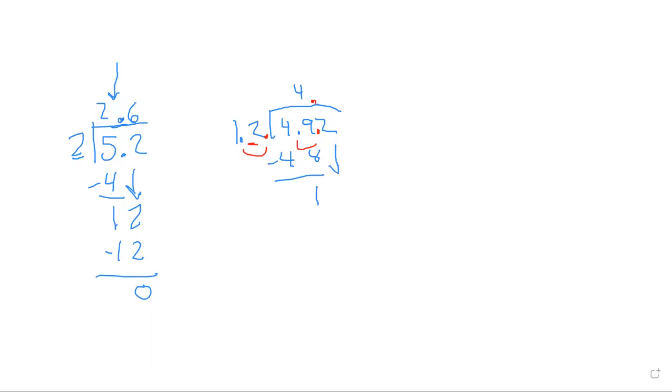1 is less than 12. I bring down the 2, I get a 12. 12 goes into 12 once. 1 times 12 is 12. Subtract, I get a 0. My final answer is 4.1. So my decimal moved over one spot and then I wrote it up there. But I have to move it in the dividend the same number of spots I moved it in the divisor. So I just count the spots and I move.